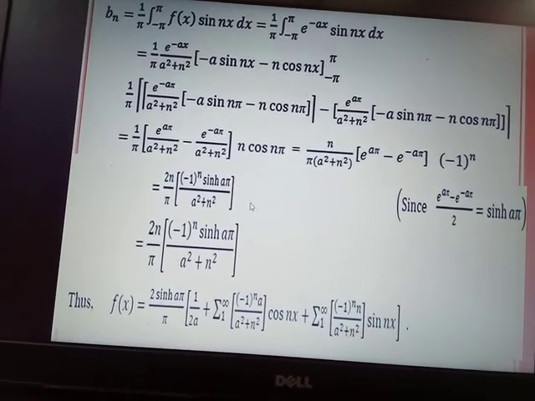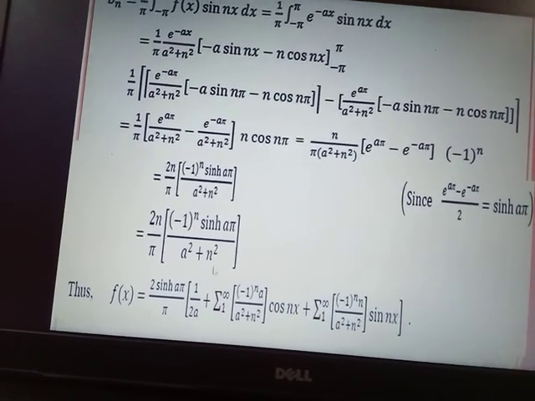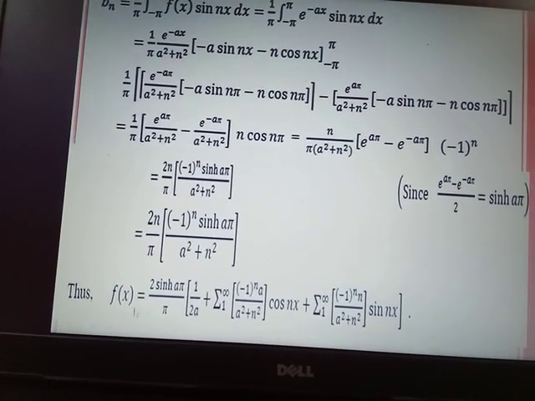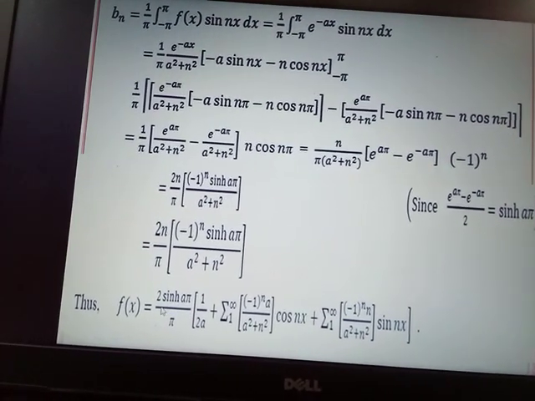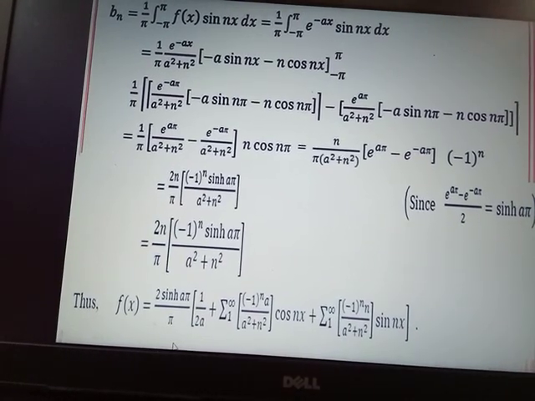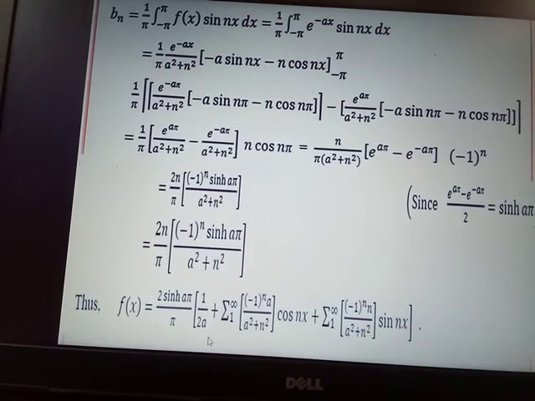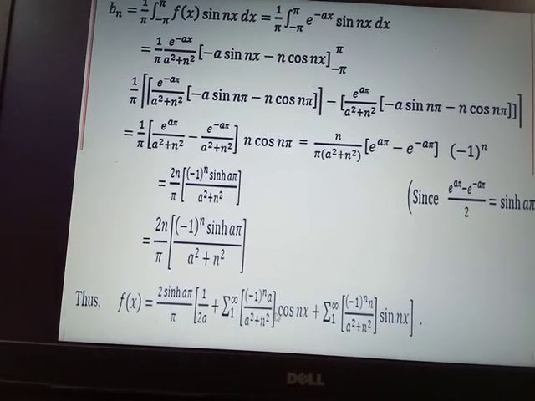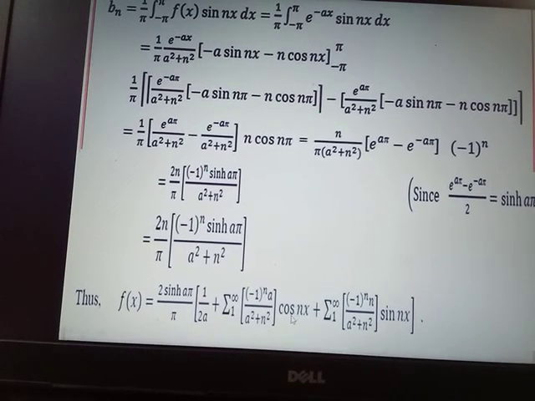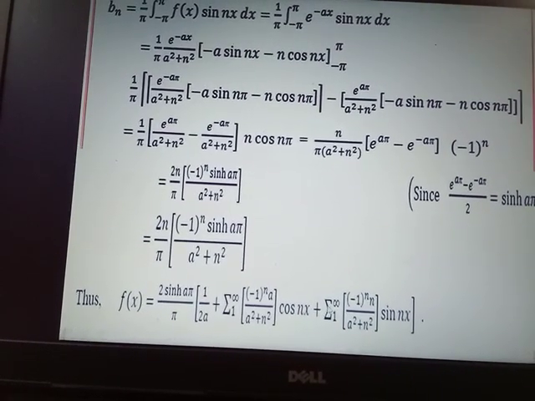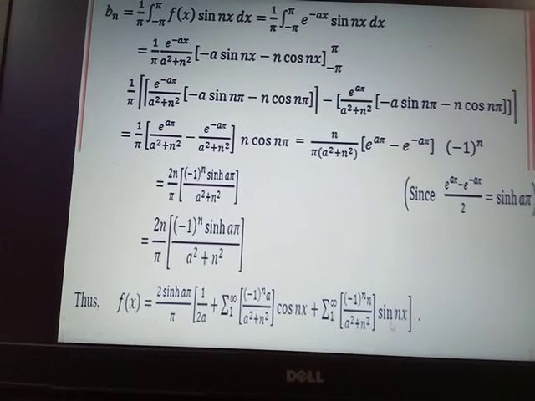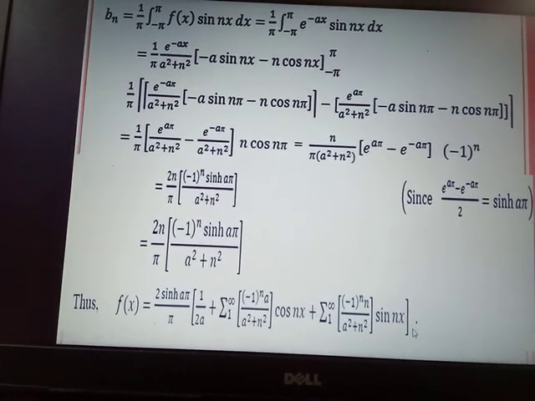Now we have to substitute all these coefficient values, that is a naught, an and bn, in equation 1, that means the Fourier series. We get f of x is equal to 2 sinh a pi divided by pi into 1 by 2a plus summation n running from 1 to infinity minus 1 raised to n a divided by a square plus n square into cos nx plus summation n running from 1 to infinity minus 1 raised to n into n divided by a square plus n square into sin nx. This is the Fourier series.